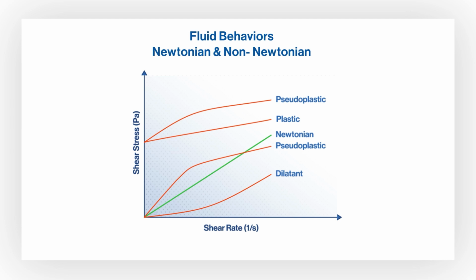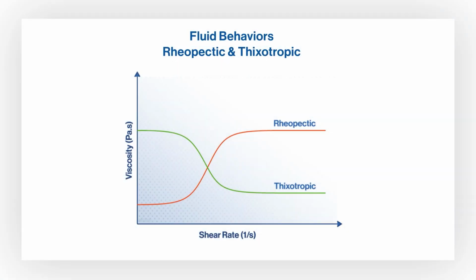Other non-Newtonian fluid viscosities are time-dependent. Thixotropic or rheopectic fluids will either become less or more viscous with time.